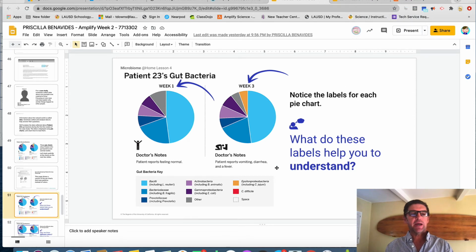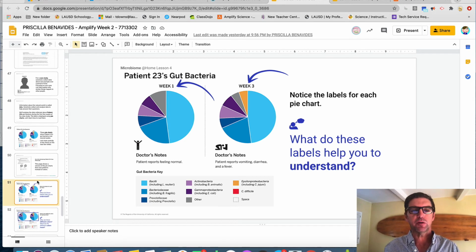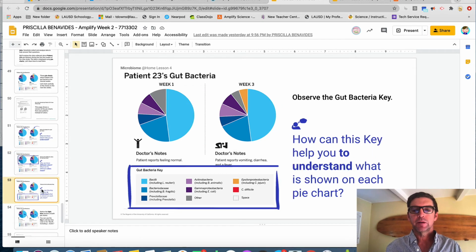Okay, so the next page, we'll just go through these together. So in your group, when I send you in there, what are you going to do? You're going to look at these pie charts, and I want you to click through these slides. This slide 1, what do the labels help you understand? Talk about that. Why are there different colors? What do the different colors mean? How can this key help you to understand what is shown on each pie chart?